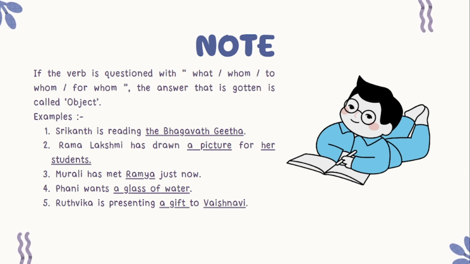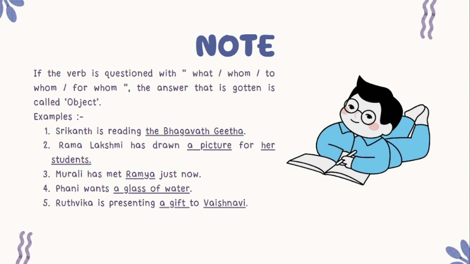First one. Srikanth is reading the Bhagavad Gita. In this sentence, subject Srikanth, is helping verb, reading main verb. Here, question the verb with any one of the question words which are given. First, use what? What is reading? What is reading? The answer is the Bhagavad Gita. In this sentence, the answer Bhagavad Gita is called object. Do you understand?